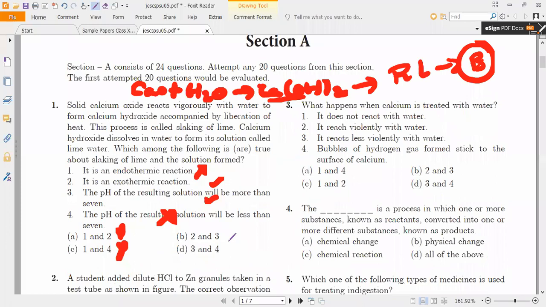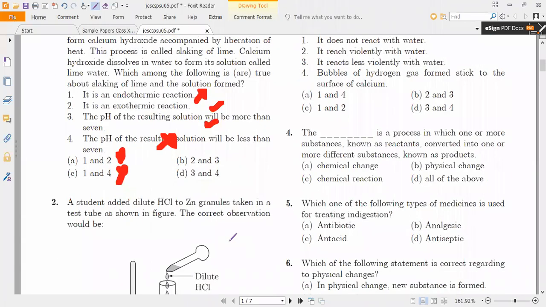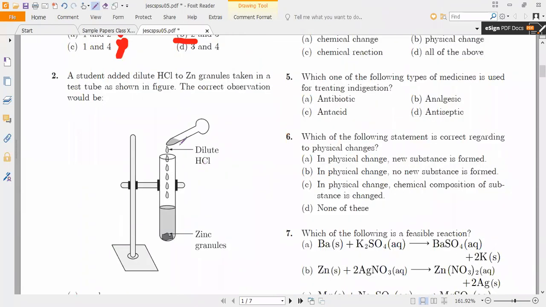So that is why options 2 and 3 are correct. Options 2 and 3 match option B. So that is why option B is the correct answer. Next question. Please read.